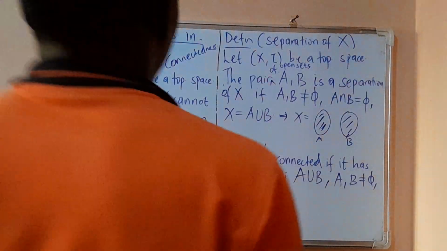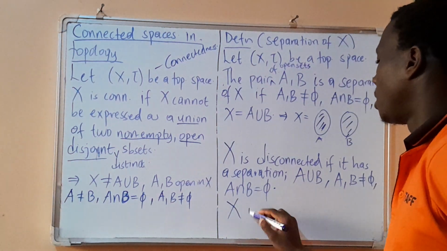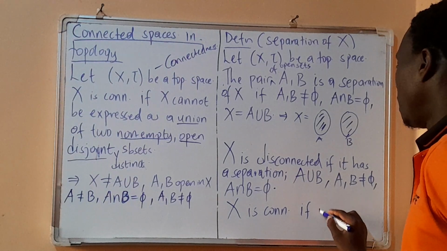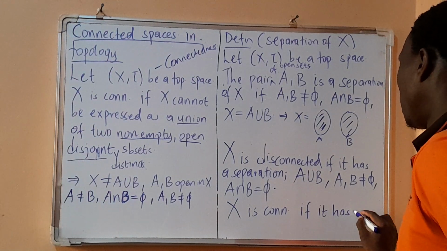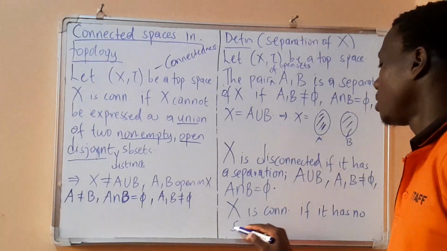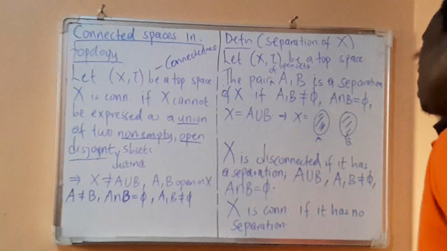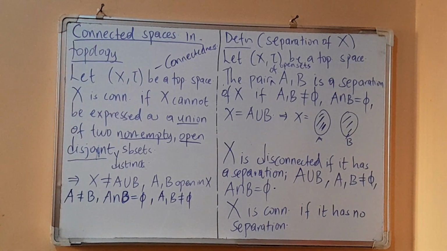Similarly, we can also say that X is connected if it has no separation. X is connected if it has no separation, as in X having no separation, that means X cannot be expressed as a union of two non-empty, open, disjoint sets.